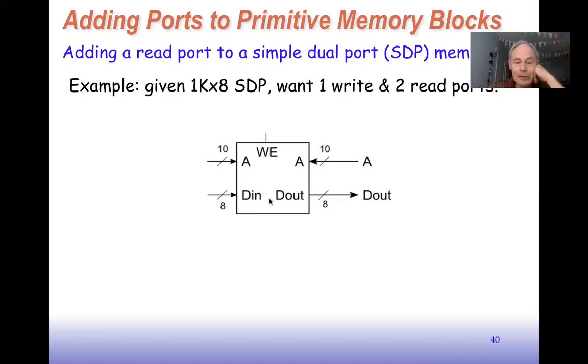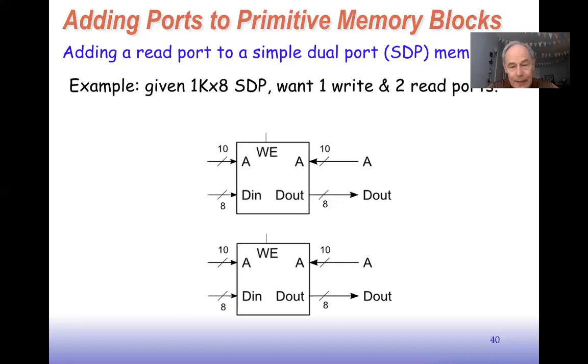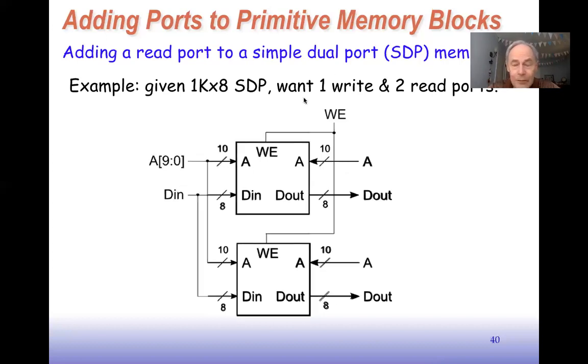We can use another memory block which can provide that second read port. The idea is that when we do a write, we write it to both memories. That way, all the data is copied in both memories, and we can do two reads simultaneously. We could read from the top memory, and at the same time, we can read from the bottom memory. That gives us our two read ports. They can be independent, reading different memory addresses. So this is a simple modification: we use the write enable to go to both memory ports.